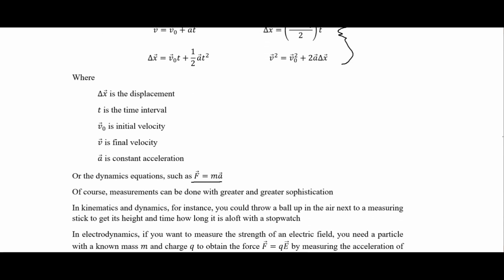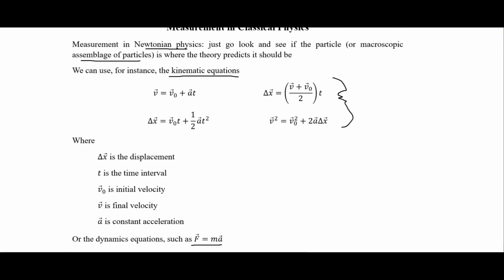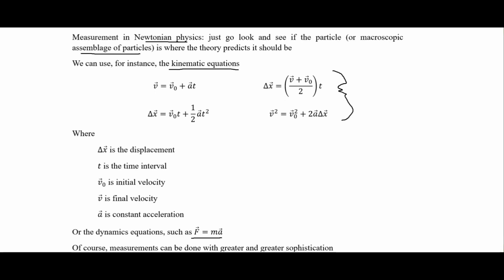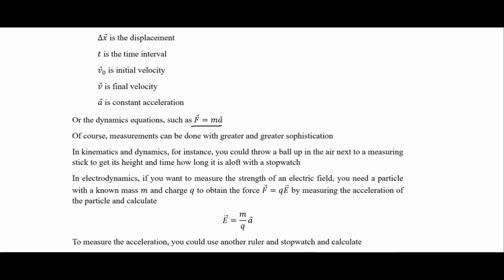And so for that, you could just use sort of a ruler or a stopwatch to make a lot of these predictions. And in fact, if you take a freshman level physics class, those are probably the things that you're going to be using in the lab section for that class: rulers and stopwatches. But of course, these measurements can be done with sort of greater and greater sophistication. You can start getting much more complex and expensive equipment to make different kinds of measurements.